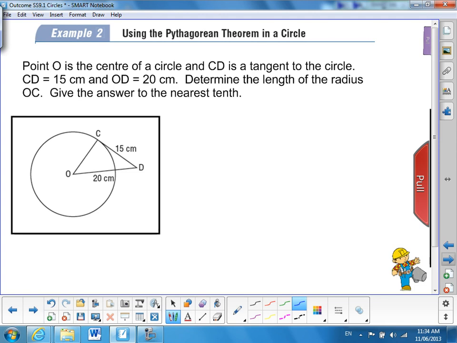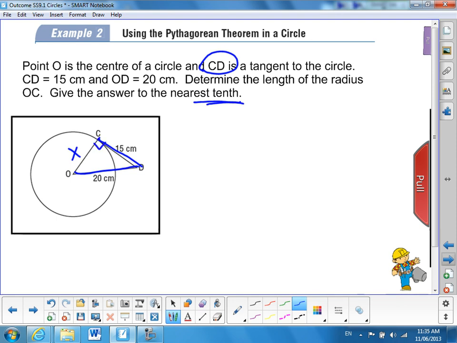Okay, point O is the center of the circle, and CD is tangent to the circle. CD is 15, OD is 20. When we're talking about a line segment, we use two letters. So an angle uses 3, and a line uses 2. Determine the length of the radius, OC. So we want to know this side. We're going to put a variable there, x, and it says to the nearest tenth, so 1 decimal place. I know from my rule that I have a right angle here.